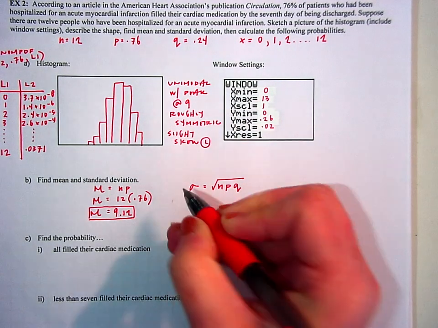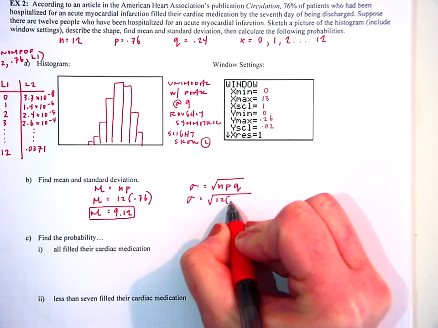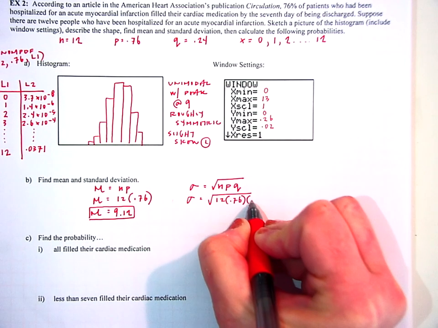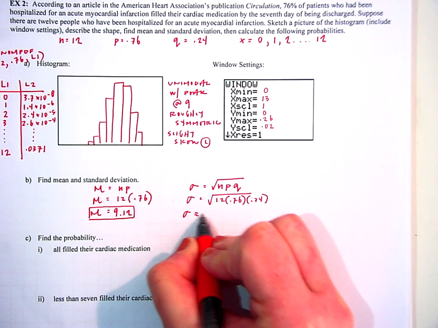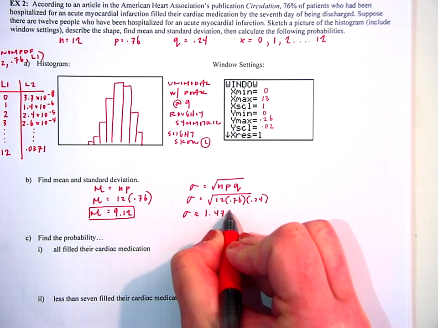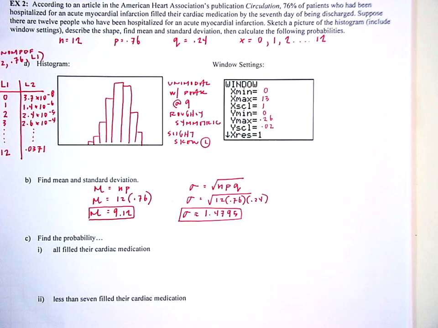Okay, and then the standard deviation here, plugging in 12 times 0.76 times 0.24. The square root of that product is going to get me about 1.4795. Okay, so those are the values for mean and standard deviation, but of course I need some context.